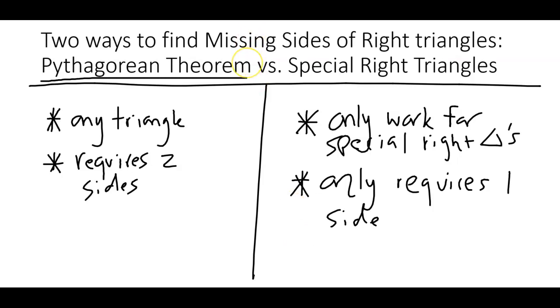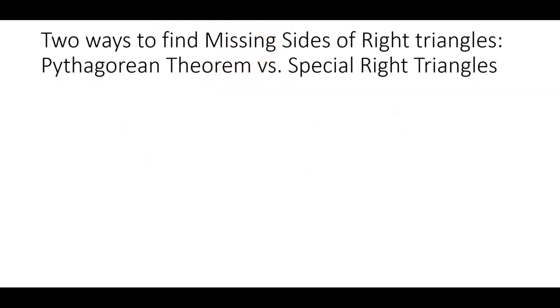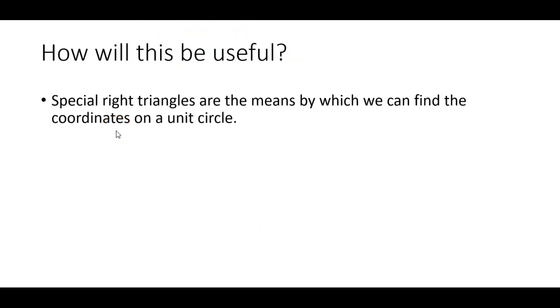But we do have two different ways to find missing sides of a right triangle. Now, we have Pythagorean's theorem, and we have special right triangles. Pythagorean's theorem works on any triangle, but it requires two sides in order to find a third side. Special right triangles only work for special right triangles, but when you have those, it's kind of cool because you only need one side to find the rest. So we're going to talk about some special right triangles today.